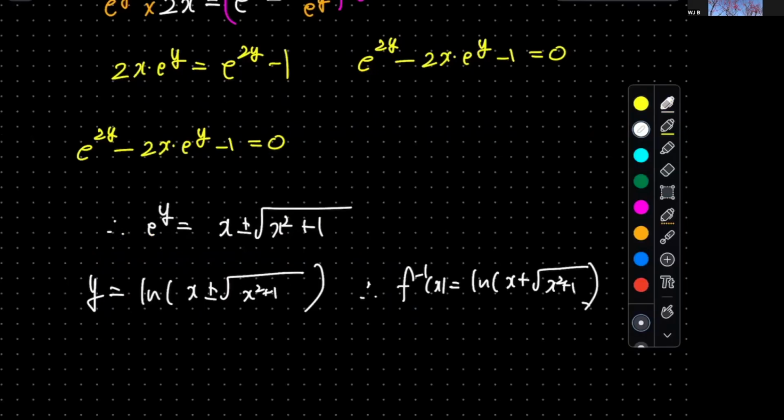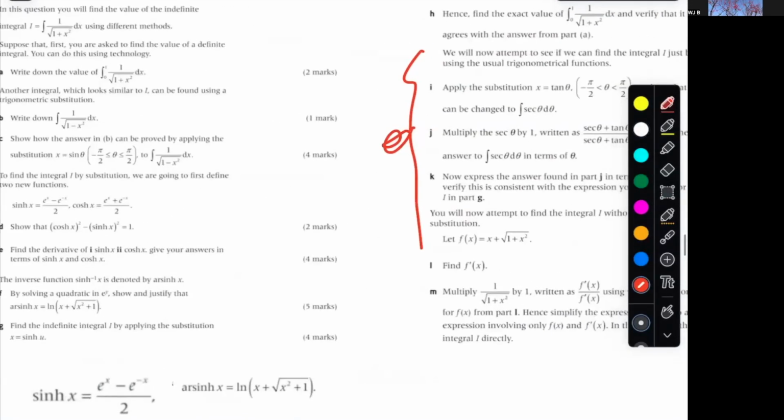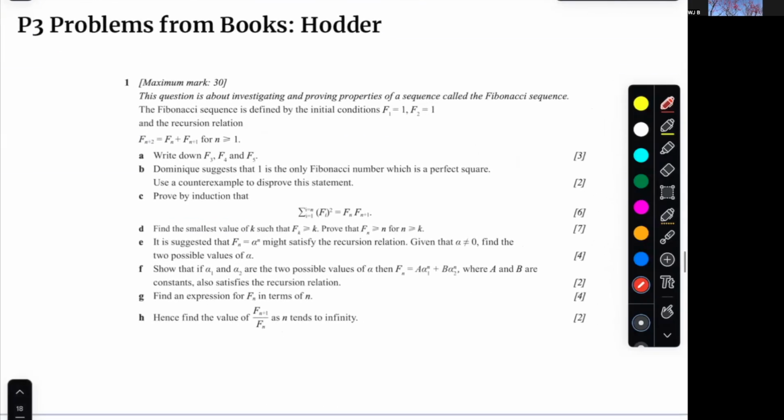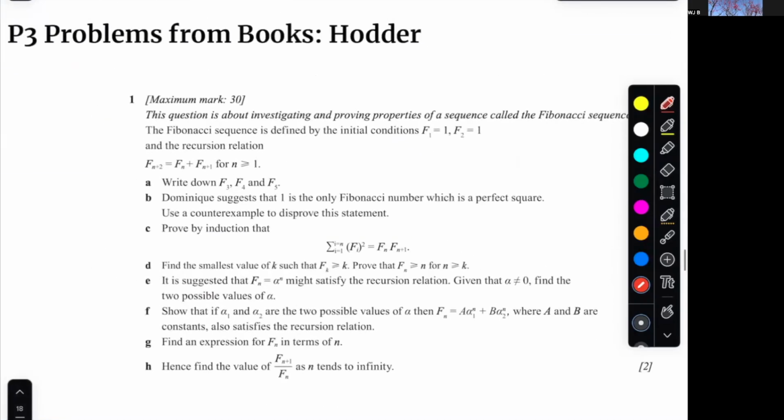So that's the general differentiation and integration problem with the Oxford problem on the hyperbolic function. Let's move on, and let's take a look at some paper 3 problem from Hodder.